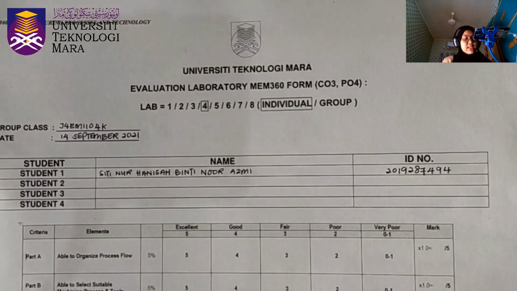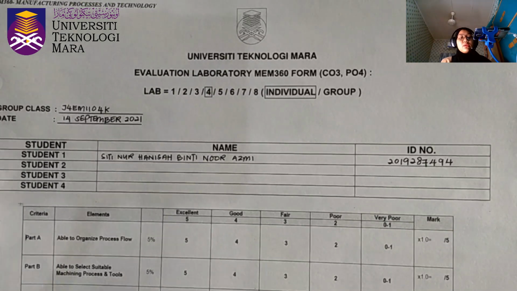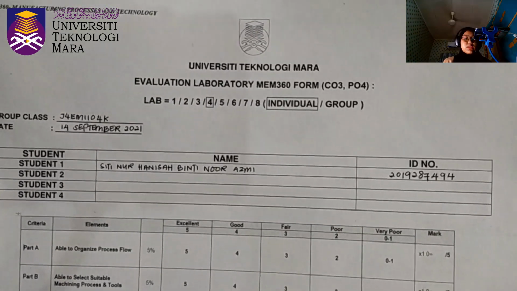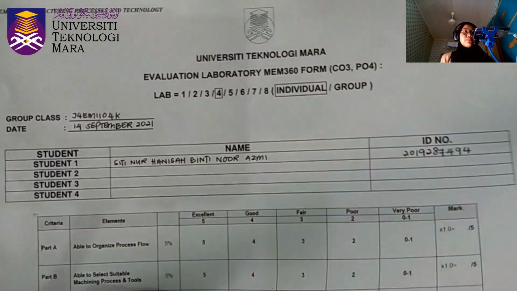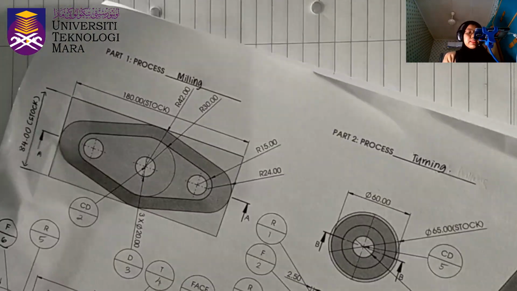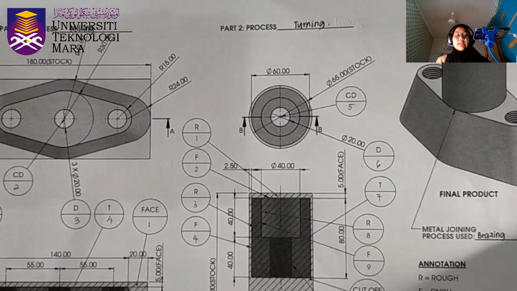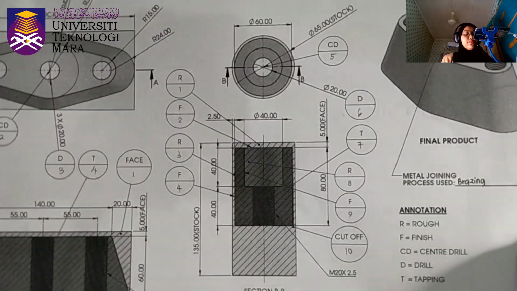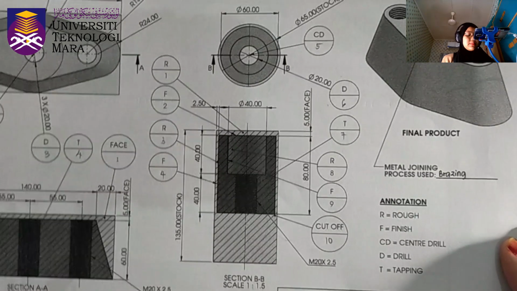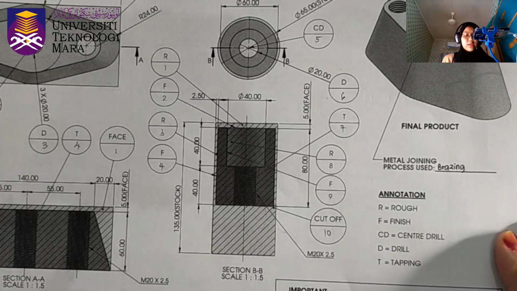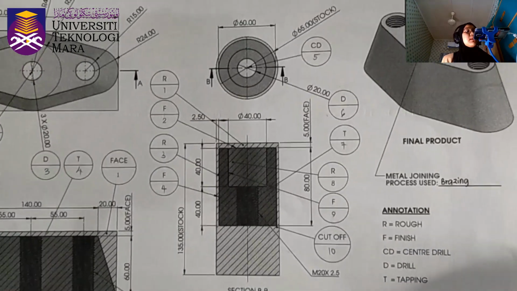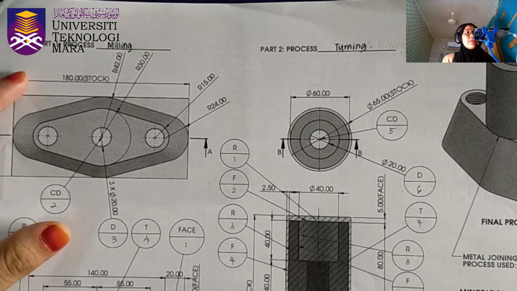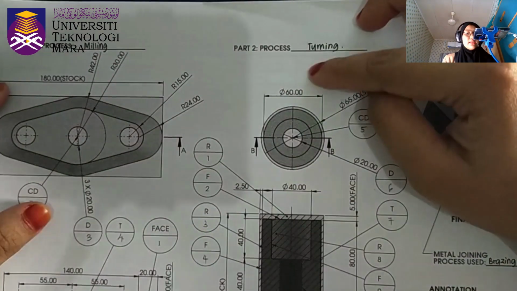In this video, I will be explaining about lab number 4 for MEM 360, which is lab advanced. So without further ado, let's get started. First, I will be explaining part by part for this product. So the part 1 process is milling, while part 2 process is turning.